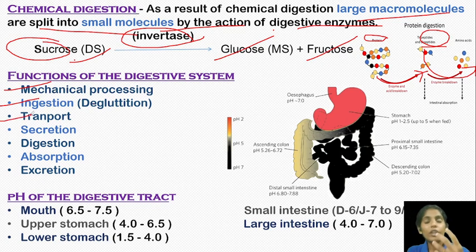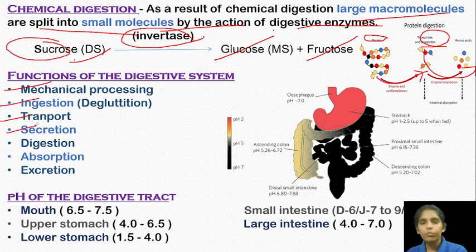Transport. For the digestion process to happen, the food has to be transported from one part of the digestive tract to the other. From the mouth, it has to be transported to the esophagus, then to the stomach, then to the intestines. This will happen by a process called peristalsis. We will discuss this in the coming slides.